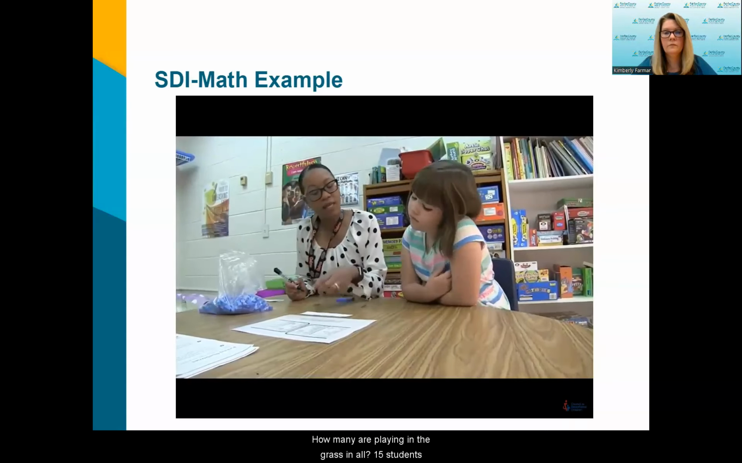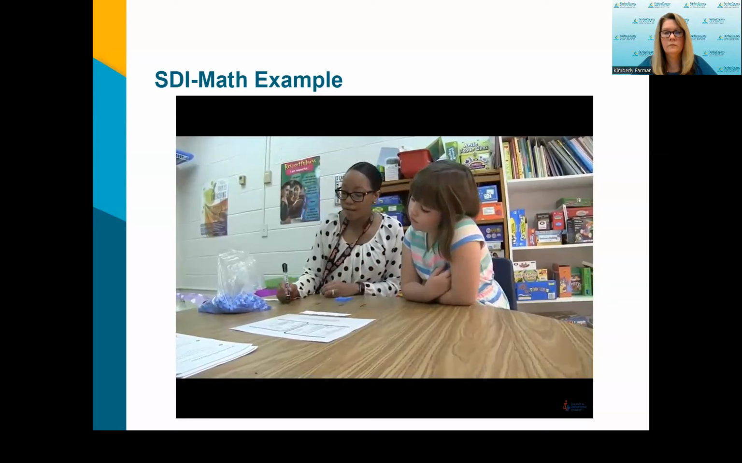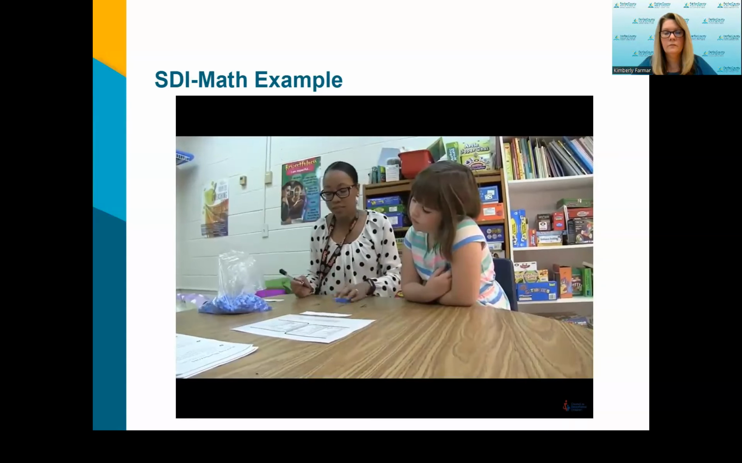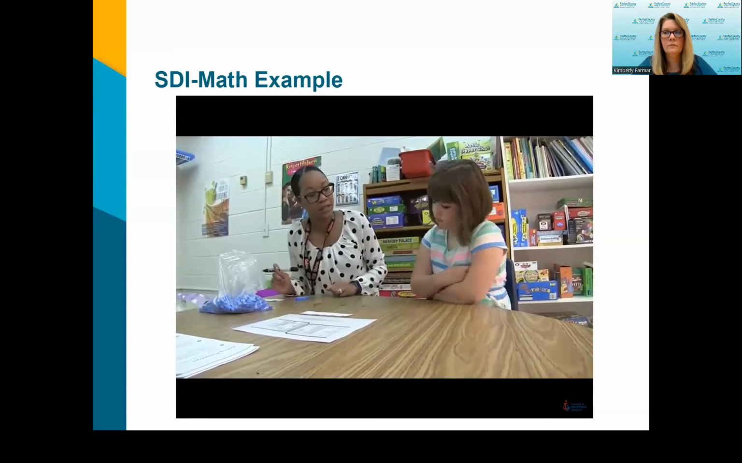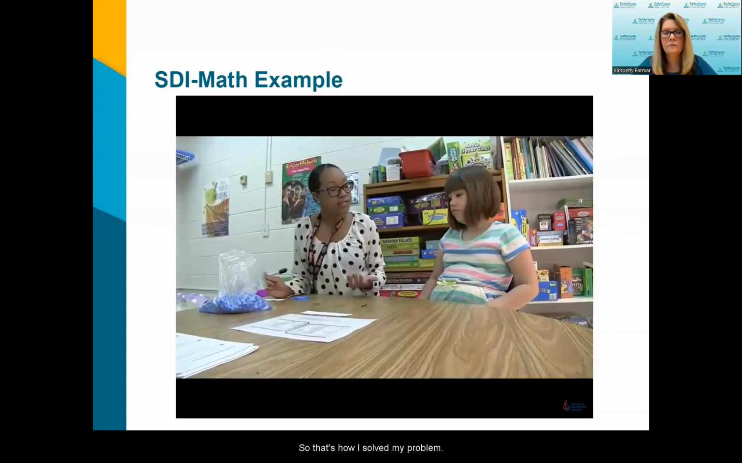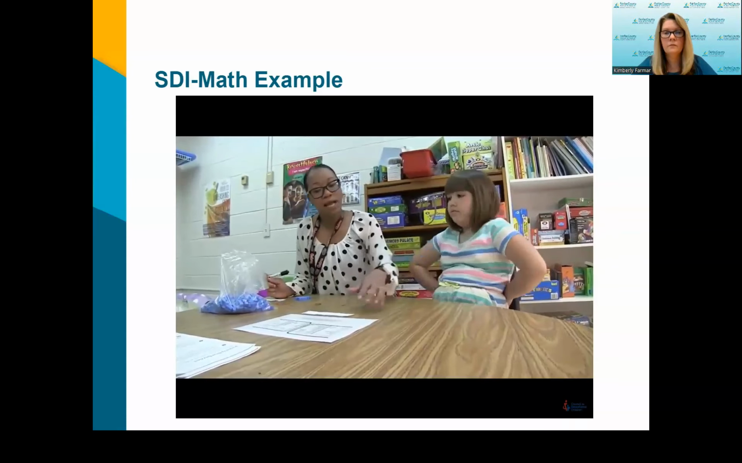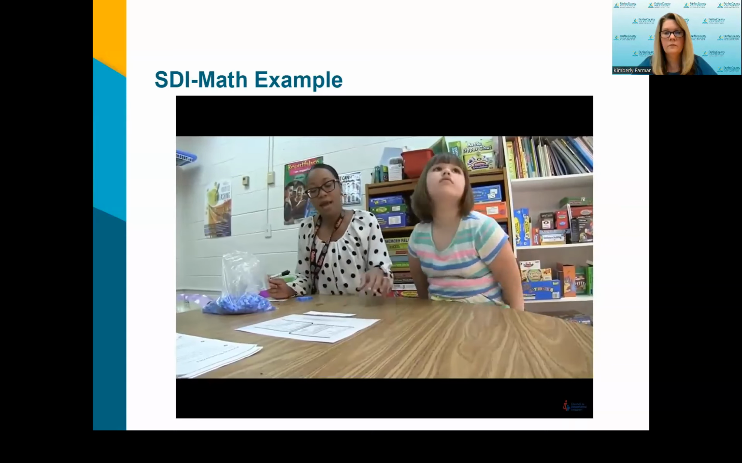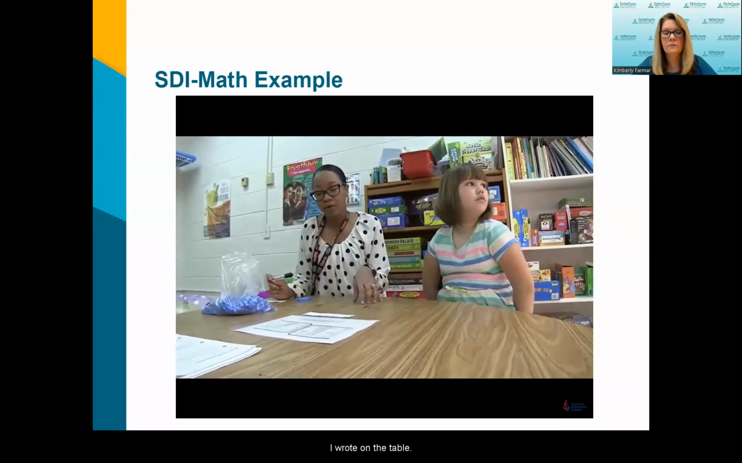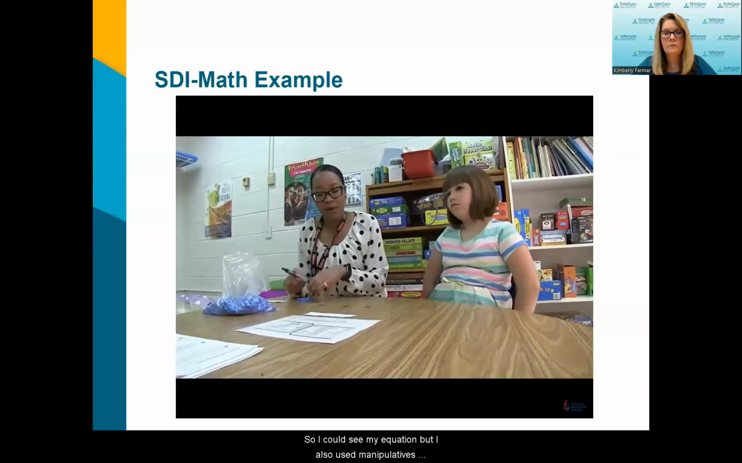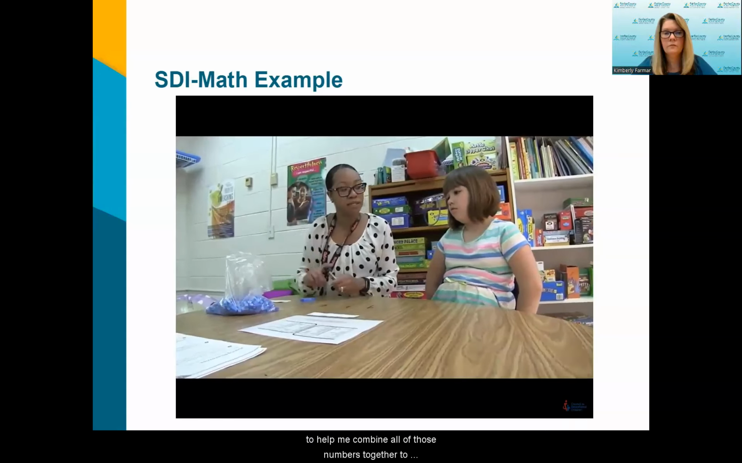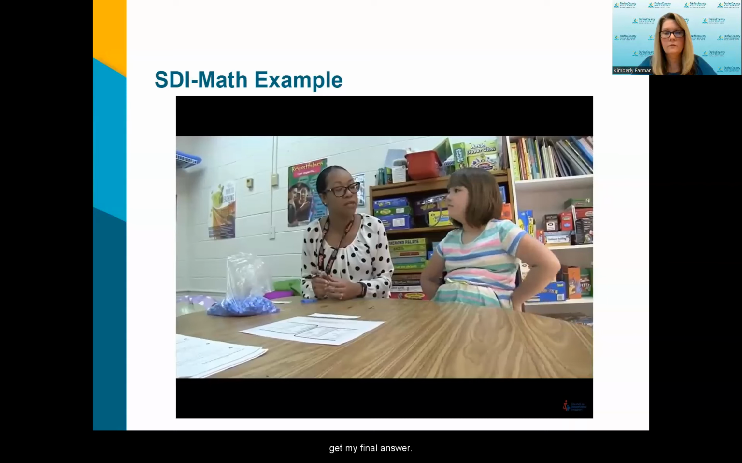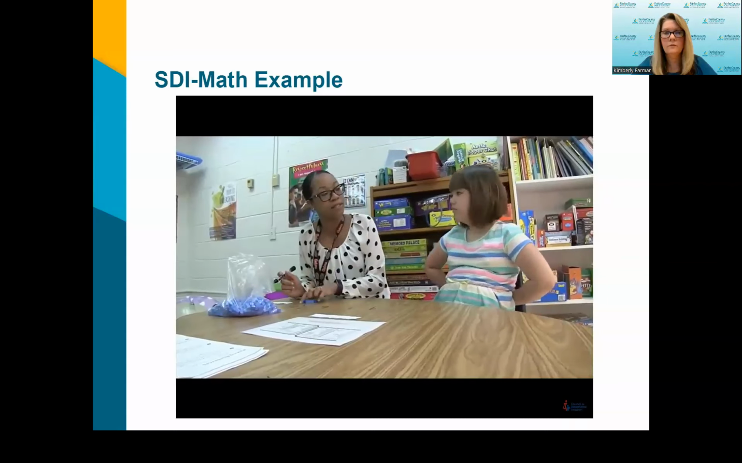How many are playing in the grass in all? 15 students are playing all together in the grass. So that's how I solved my problem. I used my tool to remind me of the steps that I needed to take. I wrote on the table so I could see my equation, but I've also used manipulatives to help me combine all of those numbers together to get the final answer.